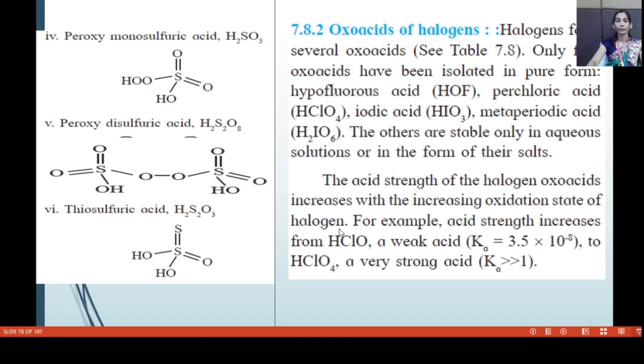For example, the acid strength increases from HClO, a weak acid, that means the K value is 3.5 into 10 raised to minus 8, to HClO4, that means perchloric acid. It is a very strong acid. The value of K is greater than 1.